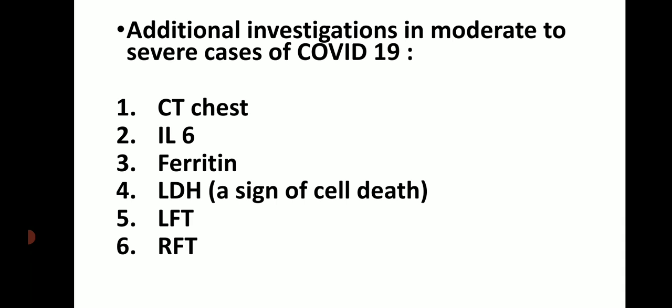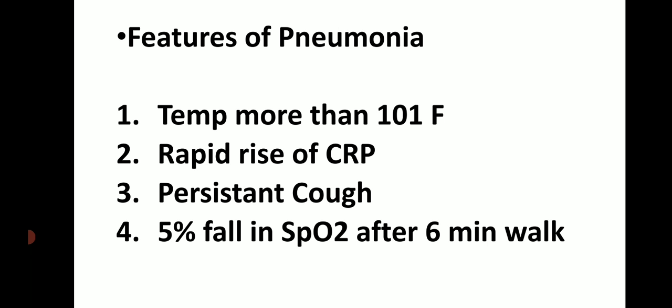Additional investigations in moderate to severe cases of COVID-19: CT chest, interleukin 6, ferritin, LDH, RFT, and LFT. Features of pneumonia: temperature more than 101 degrees Fahrenheit, rapid rise of CRP, persistent cough, and 5% fall in SpO2 after a 6-minute walk.